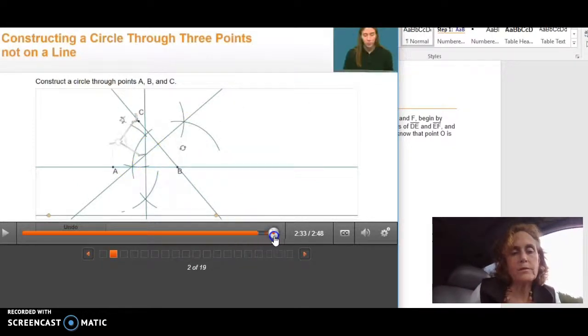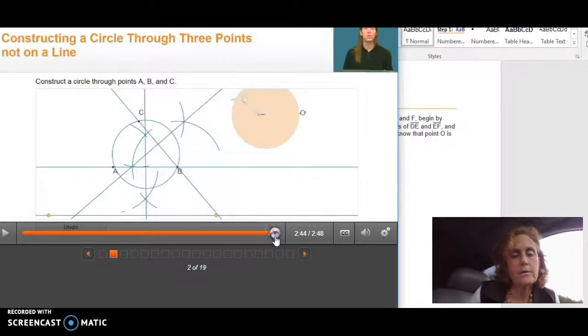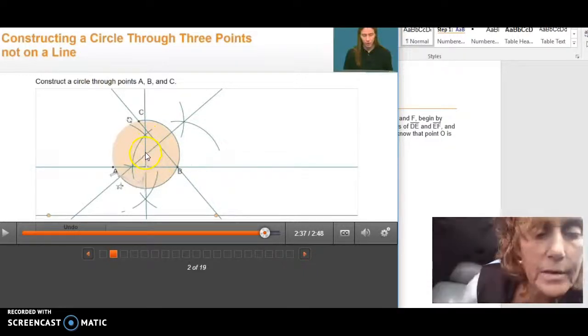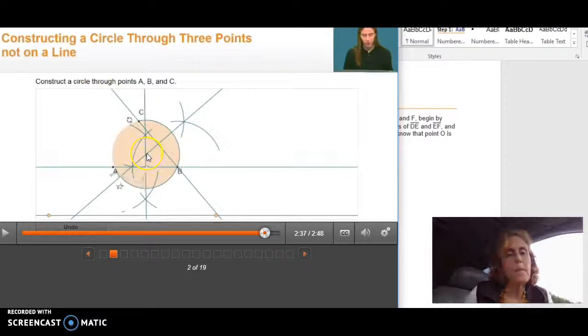So watch him put the circle in here. I'll back it up just a little bit. Right there. So this is the center of his circle, the perpendicular bisectors. And now you've got 3 radii that are all the same.